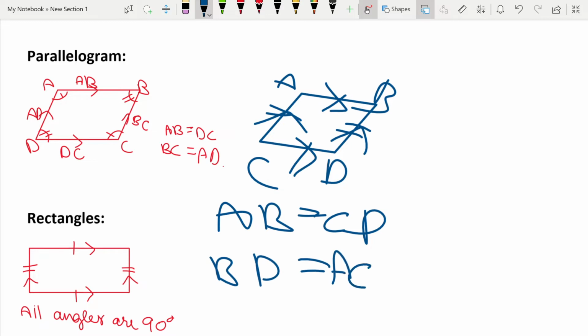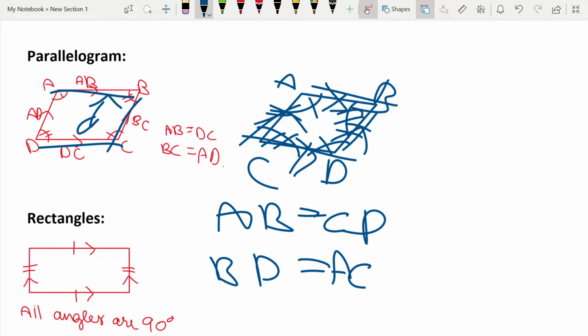Alright, so opposite angles are equal, opposite sides are parallel, and opposite sides are equal. Not all sides are equal. So let's move on.